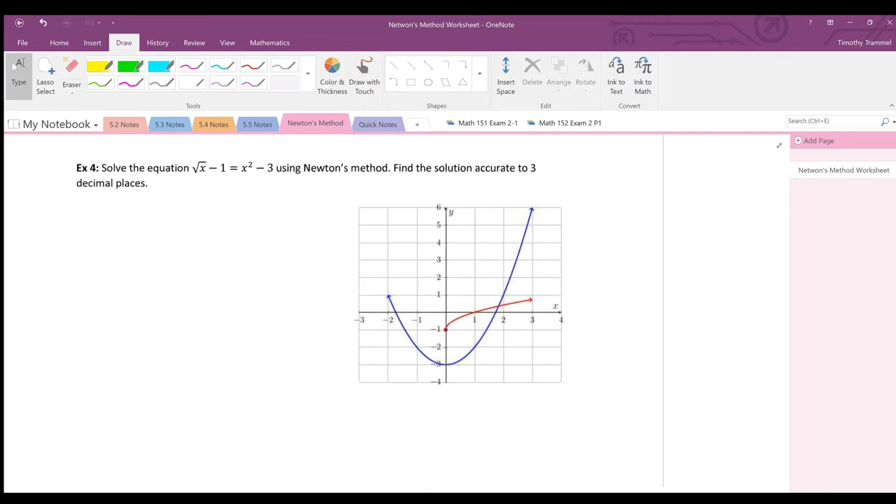Example 4. Solve the equation the square root of x minus 1 equals x squared minus 3 using Newton's method. Find the solution accurate to 3 decimal places.